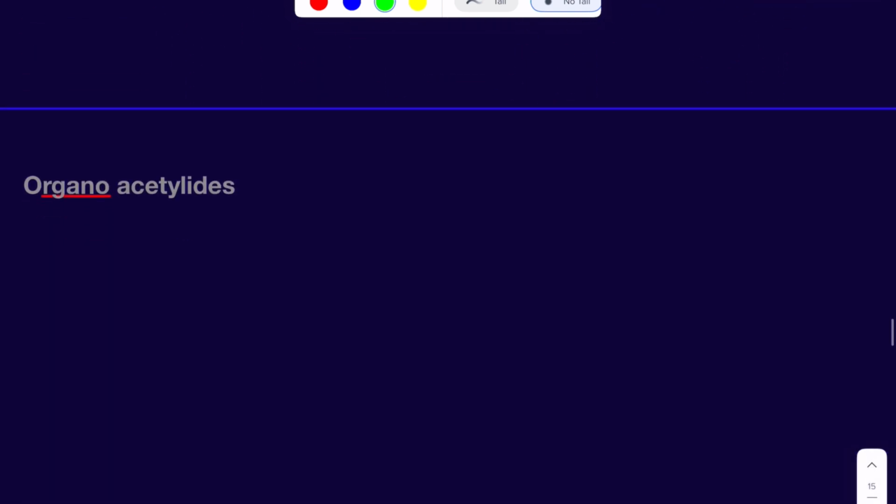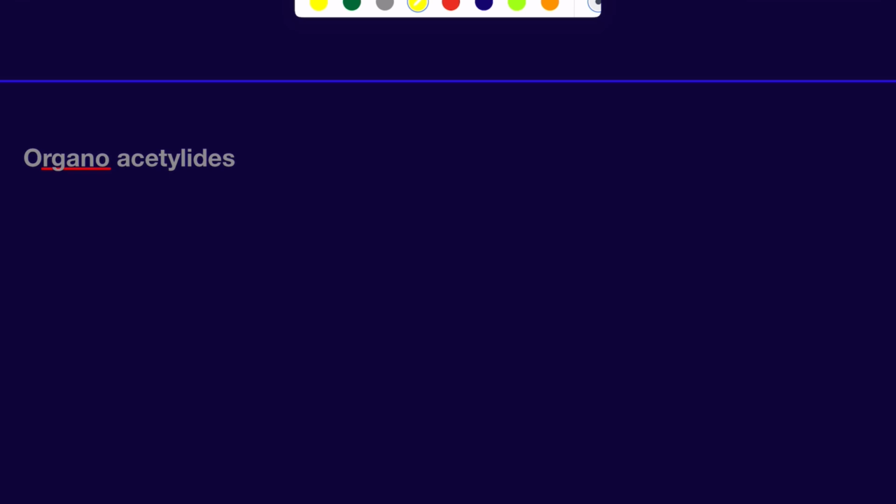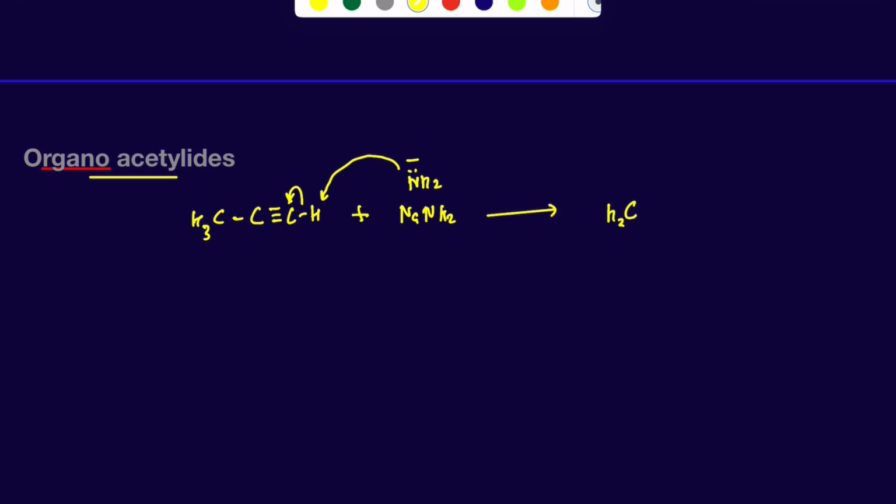Now, finally, I want to finish this lecture here with the organoacetylide. This is something that you may have already seen in the case of an alkyne. So remember, when you deal with an alkyne, especially a terminal alkyne, you have a carbon hydrogen bond that's relatively acidic. So I can use something like NaNH2 to deprotonate that, or even NaH, you can use that to deprotonate that. And as a result, you get a carbon with a negative charge that can potentially act again as a nucleophile or as a base.